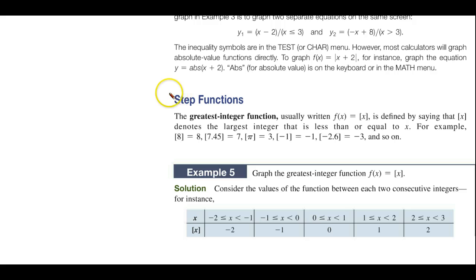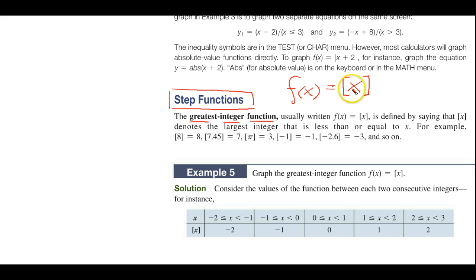At this time, we're going to introduce a new vocabulary word called step functions. And in this case, the greatest integer function, and it's written as that, instead of absolute signs, we're using brackets.